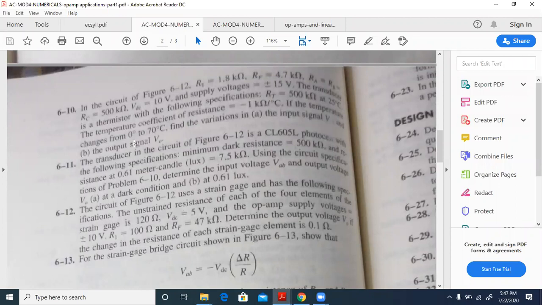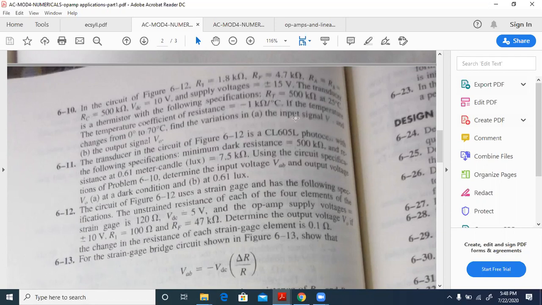If the temperature changes from 0 to 75, find the variation in the input signal over there, and the output signal V0. So we should here consider input signal VAB, and the output signal V0. Rather than calling it input signal, we should call it output of the bridge.